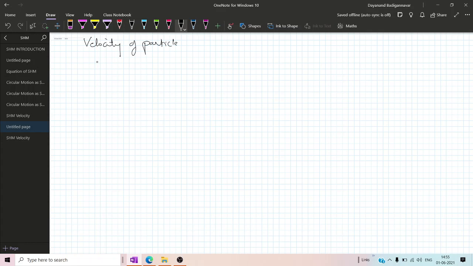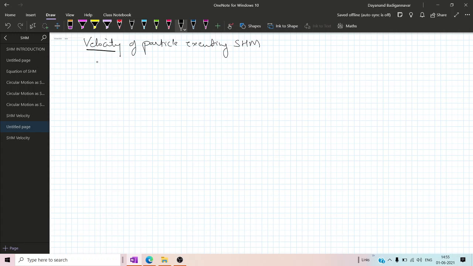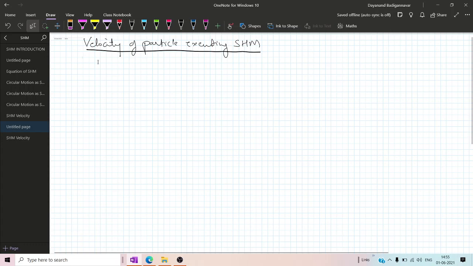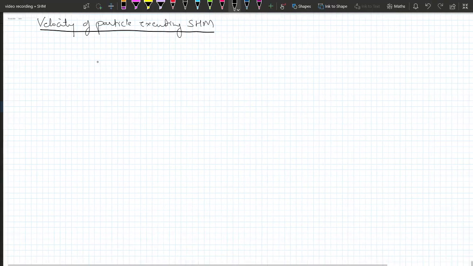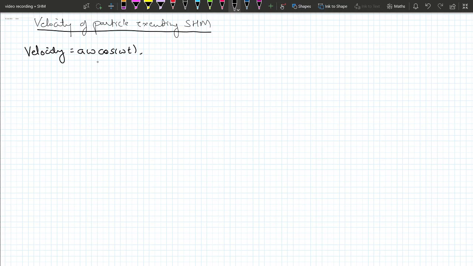Velocity of a particle executing simple harmonic motion. We have just derived from our previous class, our previous concept, that the velocity of a particle is equal to a omega into cos of omega t. Now here the velocity of a particle will be maximum.